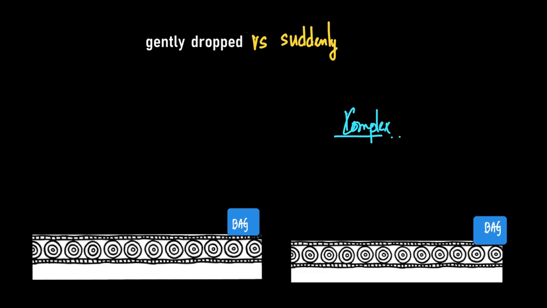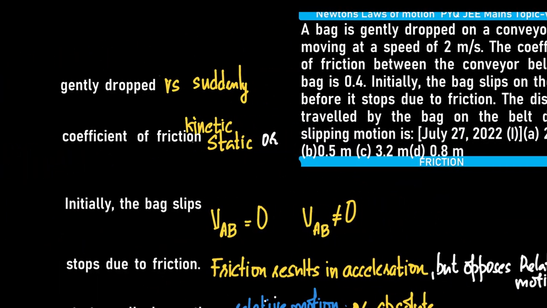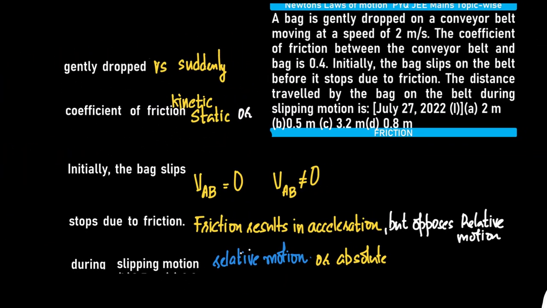Now let us try to understand the next set of statements. Coefficient of friction: kinetic or static? It should be very clear to you that the friction here is not static, rather it is kinetic. Why? Because there is a relative motion between the bag and the conveyor, right? So therefore, it should be the kinetic friction.